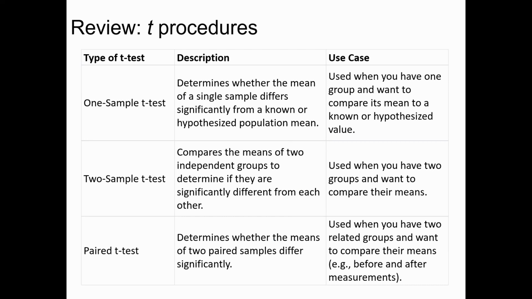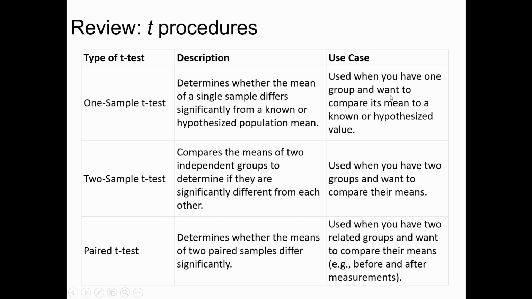And briefly to review the t-test procedures, I'm putting this up again because I want to give you a mini quiz on this. And also next week, there will be a quiz on the different types of t-tests, and we're going to practice that today. So just to remind you, the one sample t-test determines whether the mean of a single sample differs significantly from a known or hypothesized population mean. So you're comparing a sample to a population, essentially.